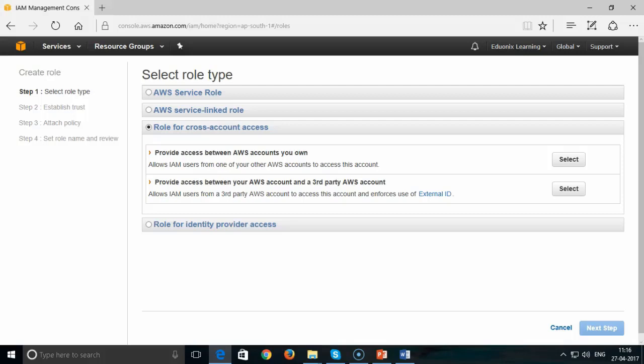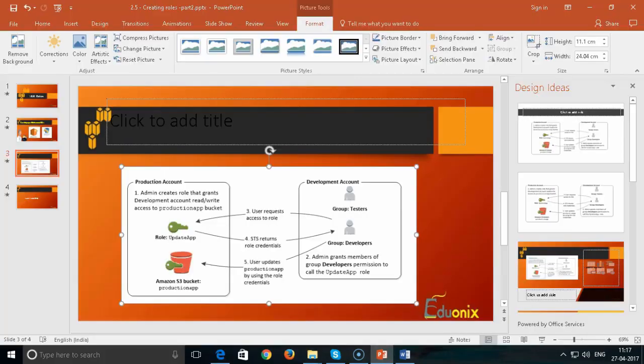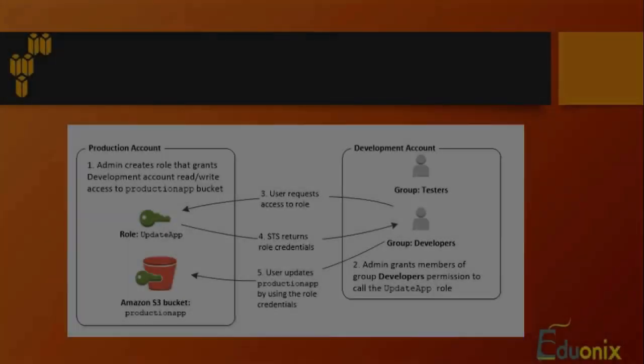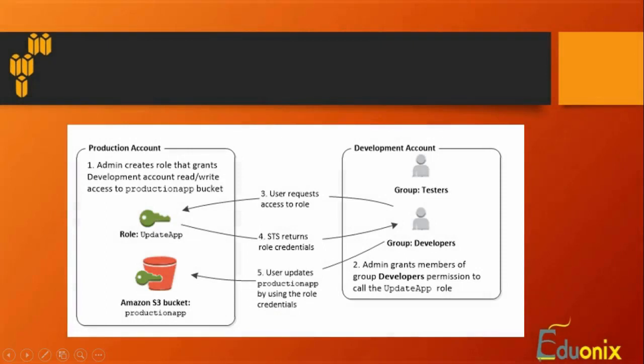So you have two different options available. You can provide access between your AWS accounts owned by you, or you can provide access between your AWS account and a third-party account. Suppose you have two different accounts, like a development account and a production account, right? In your development account, you have two different groups, testers and developers. They are working together and they are going to store data, and they want to access the storage which is located in your production account.